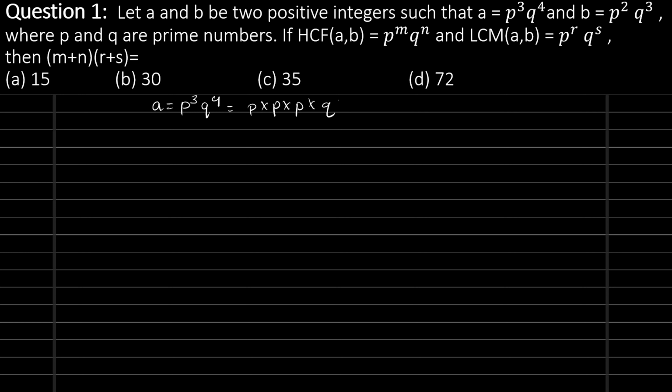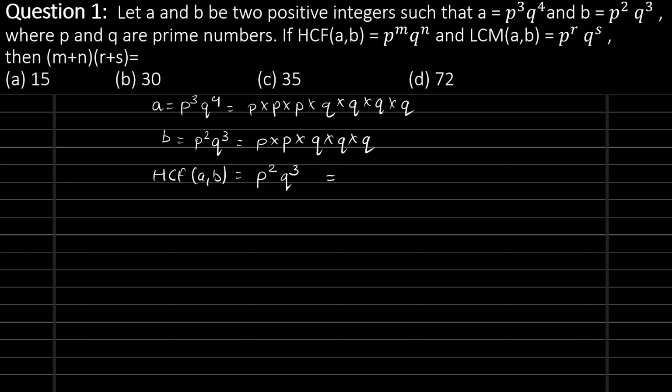Now to find out HCF of A and B, what we will be doing? We will be looking at the least power of the prime factors for A and B. So observe, for P, the least power is, here we have 3 in case of A and here we have 2 in case of B. So the least among them would be 2. Similarly, to find the least exponent of Q, in A we have Q raised to 4 and in B we have Q raised to 3, right? Among which the least power is 3. So therefore, this would be the HCF.